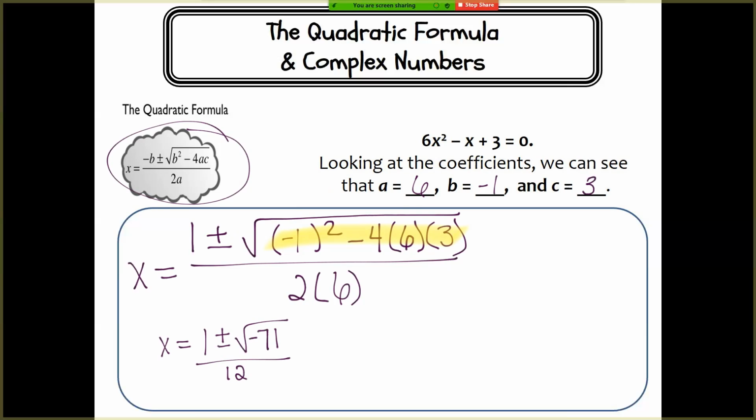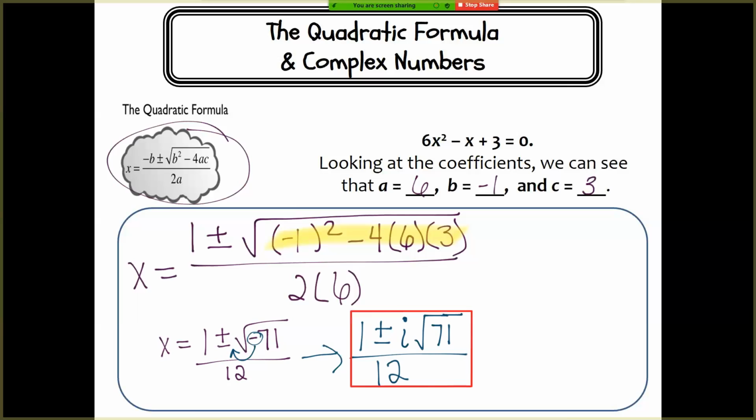So new thing happened here. Now we have a negative underneath our square root. Well, we learned earlier today, anytime you have a negative, you bring it out and you turn it into an i. So now we're going to have 1 plus or minus i, getting rid of that negative and bringing it out as an i, square root of 71, which conveniently does not simplify, all divided by 12. That would be our final answer.